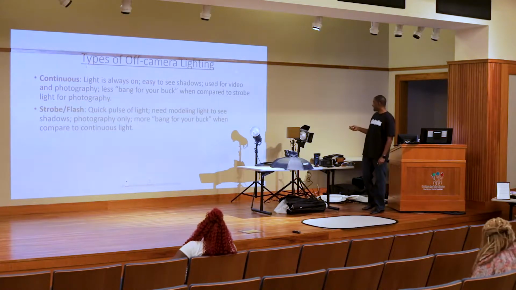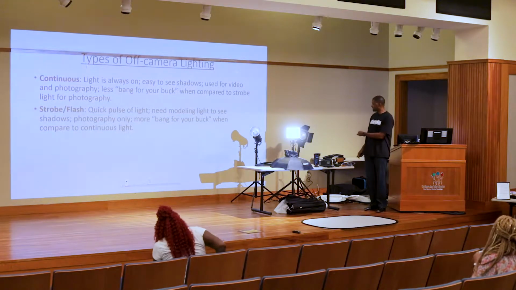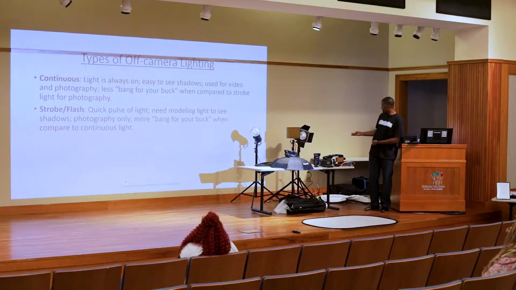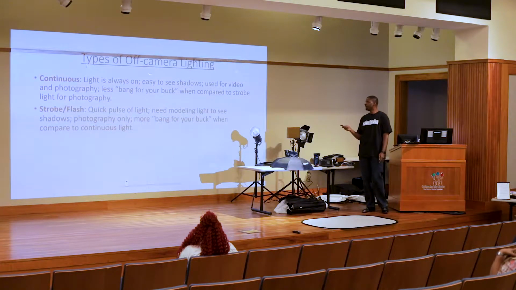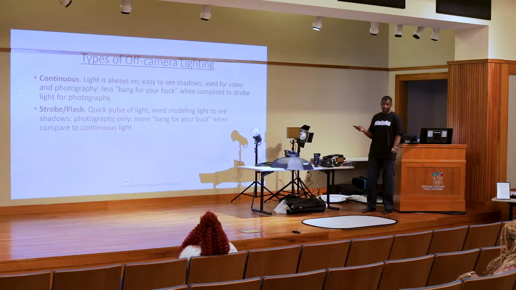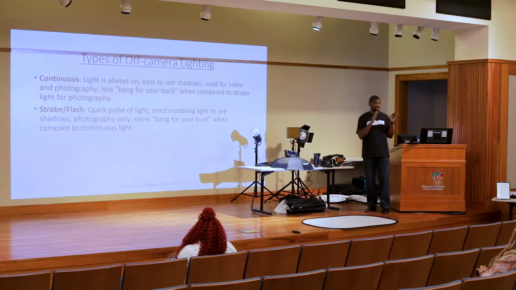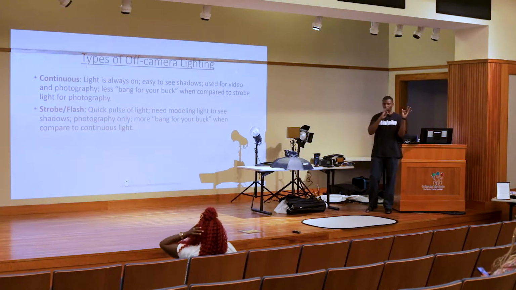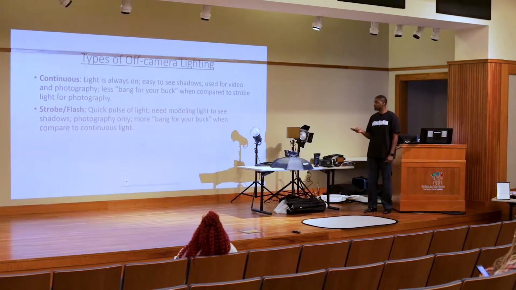Okay. Types of light, we touched on it earlier. That's a continuous light source. That over there, right here, that's a continuous light source. That's a strobe. These are strobes. We went over that. Continuous light sources, like I said before, are pretty easy because they're always on. You can see what the shadows are doing when you're moving them. It's always on.